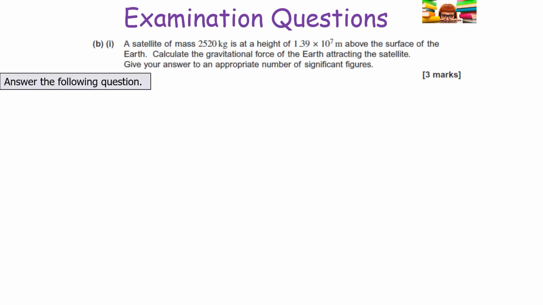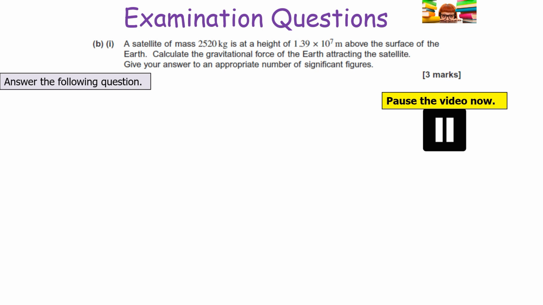Next question. A satellite of mass 2,520 kilograms is at a height of 1.39 times 10 to the 7 meters above the surface of the Earth. Calculate the gravitational force of the Earth attracting the satellite and give your answer to the appropriate number of significant figures. So pause your video now, then unpause the video when you want to go through your answers.